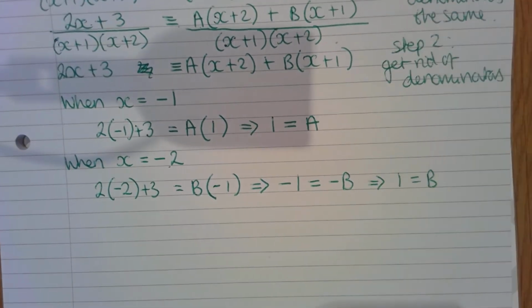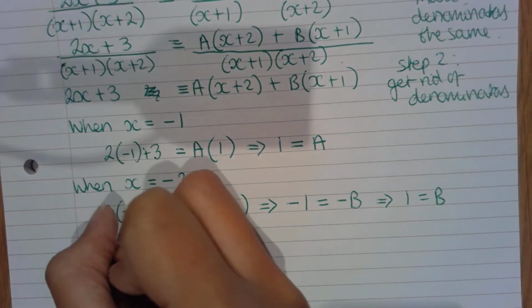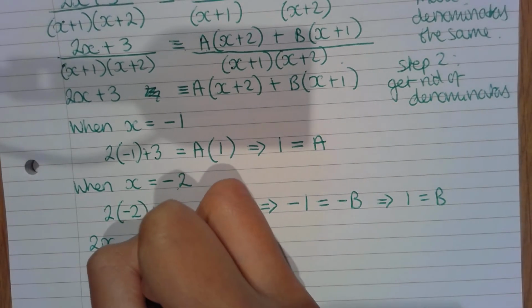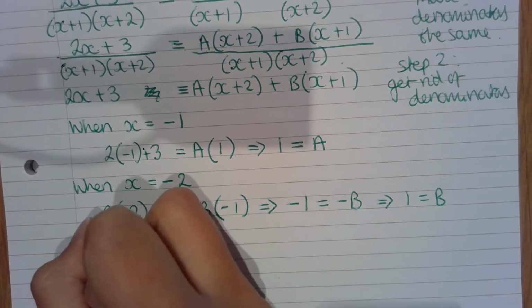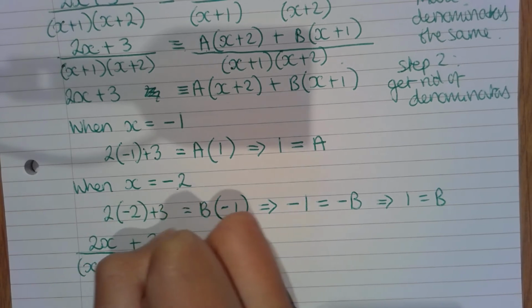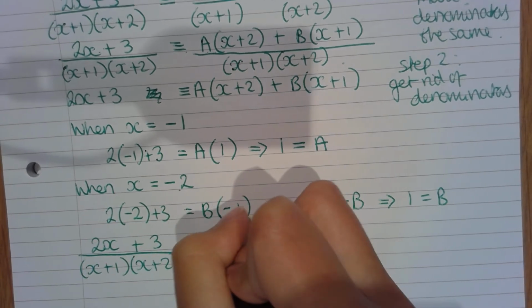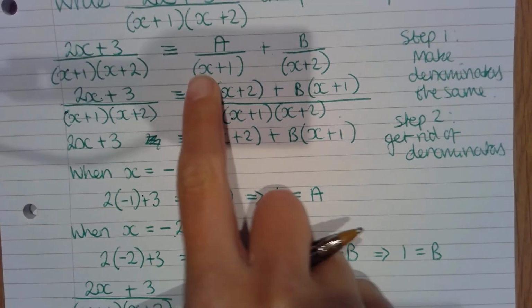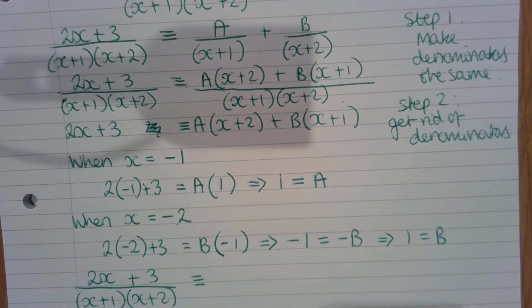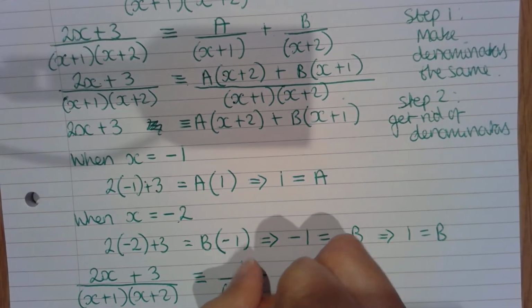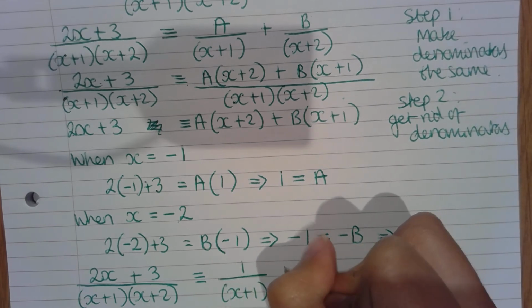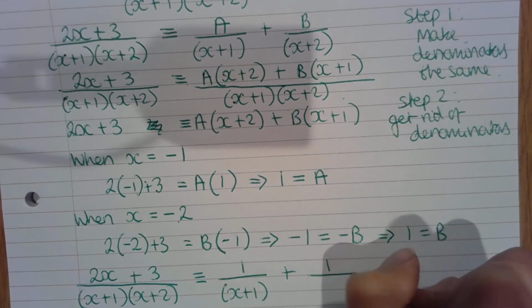You need to be fluent, you need to make your answers obvious. So we're going to rewrite it: (2x + 3) all over (x + 1)(x + 2) is identity, and then we're going to write this but sub in our values for A and B. So we've got 1 over (x + 1) plus 1 over (x + 2).